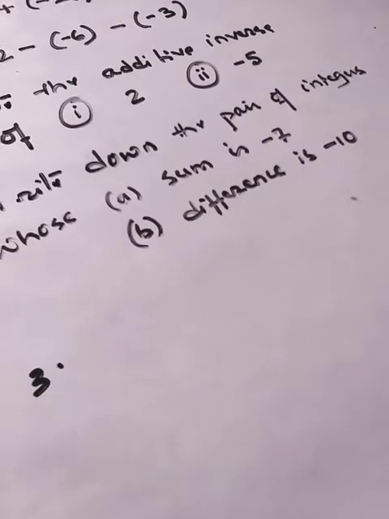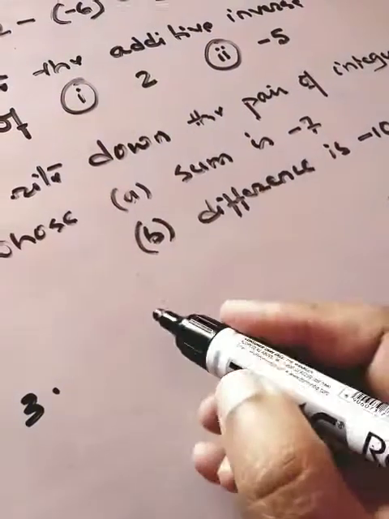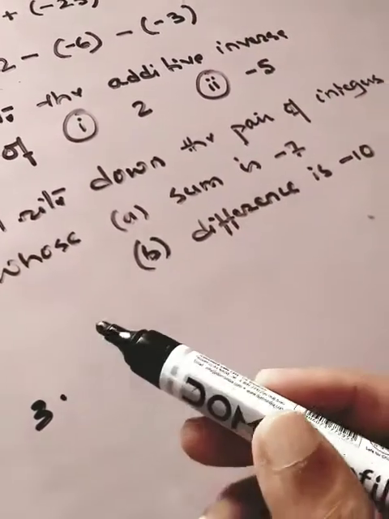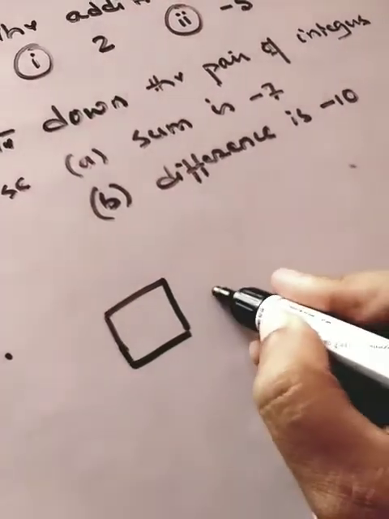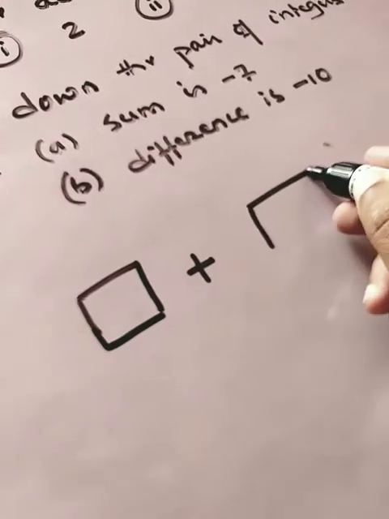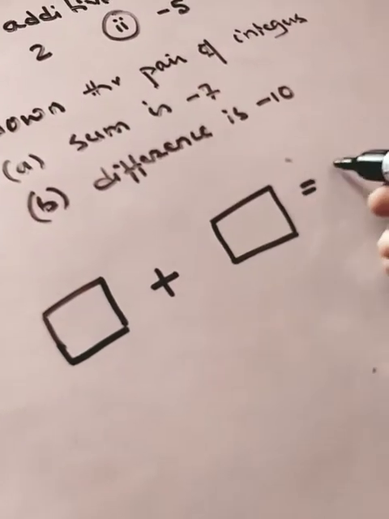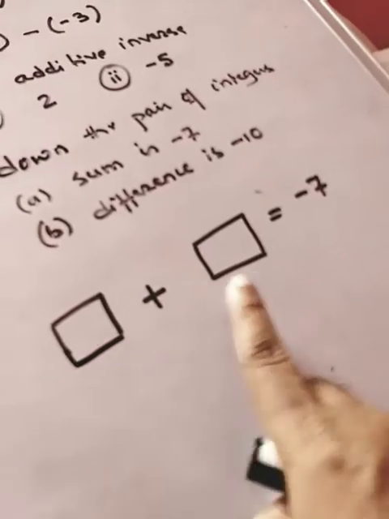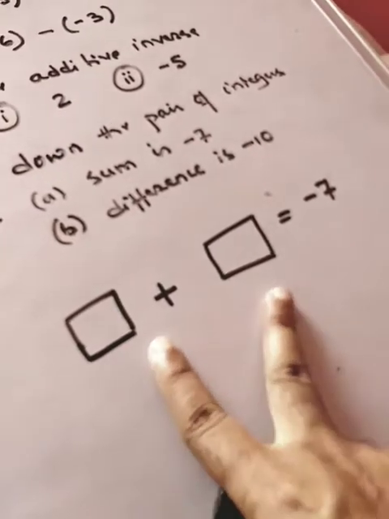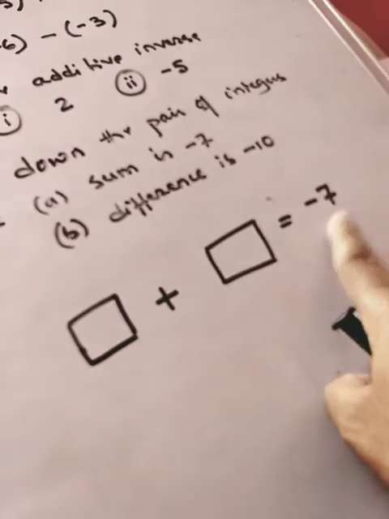Sum number 3. We have to write down the pair of integers whose sum is minus 7. Understood? So we have to decide two numbers, two integers. When you add those two numbers, your answer should come minus 7.